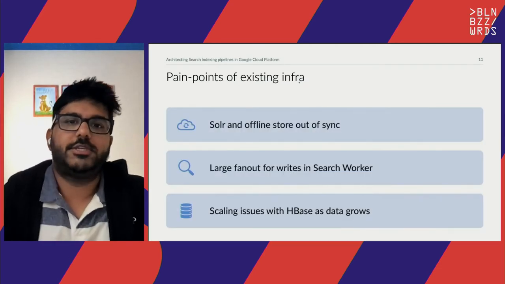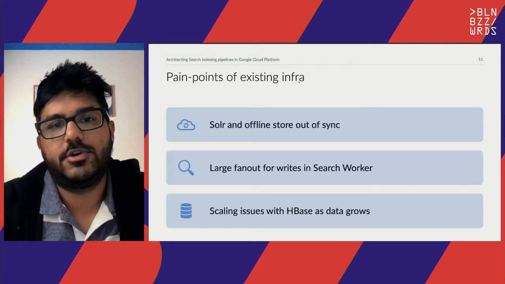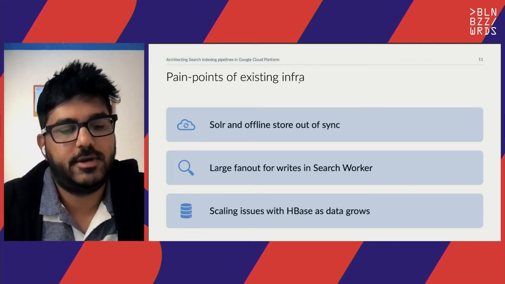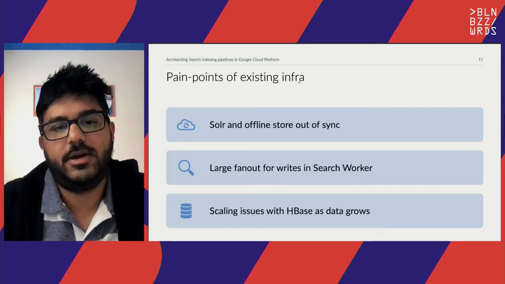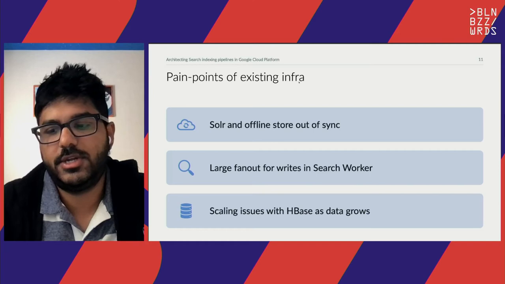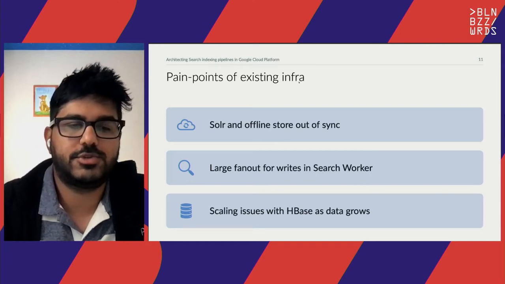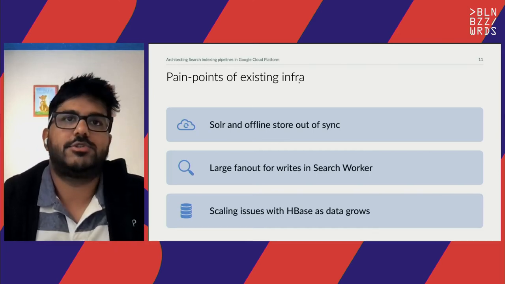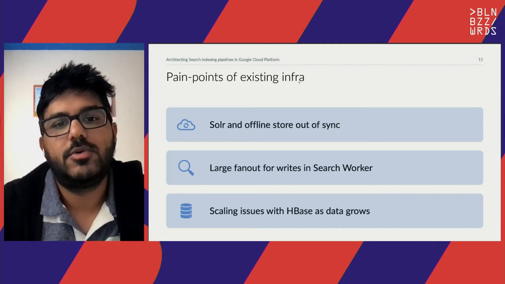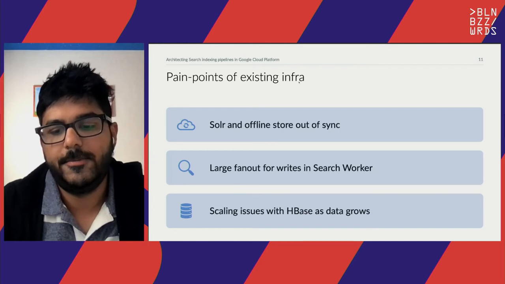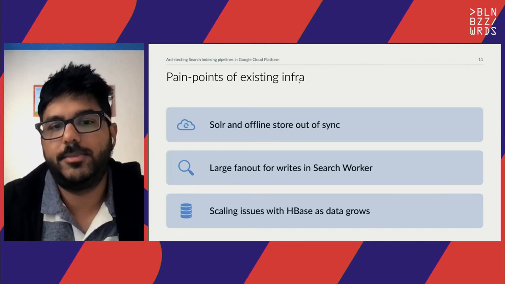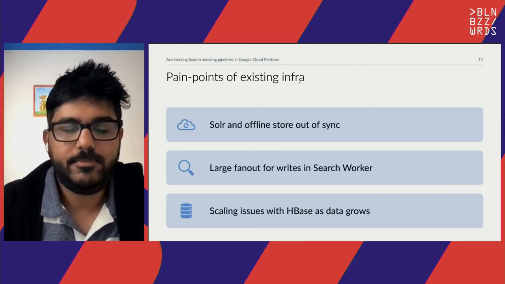Some of the other pain points of the infrastructure I just talked about were that we were updating Solr and the offline store asynchronously. And as a result, they drifted between the two sources. At a certain point, we measured this drift to be around 6%, which means that when we rebuild the Solr cluster from source, 6% of documents could potentially be missing from the cluster. And this can cause a pretty bad experience for users.